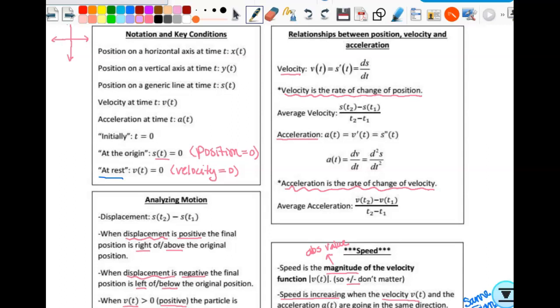Acceleration. Yesterday we talked about PVA. Anytime I deal with a PVA question, I write this on my paper, PVA, to remind myself. Start with position. The rate of change of position, one derivative, is velocity, and then the rate of change of velocity would be acceleration. So acceleration describes how velocity is changing. Velocity describes how position is changing.